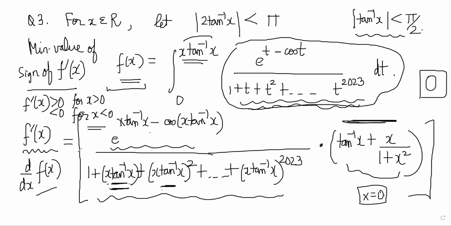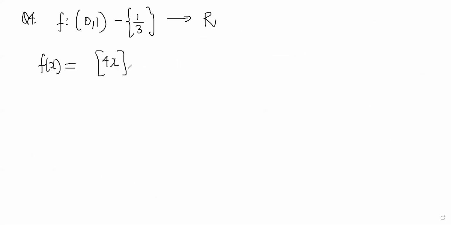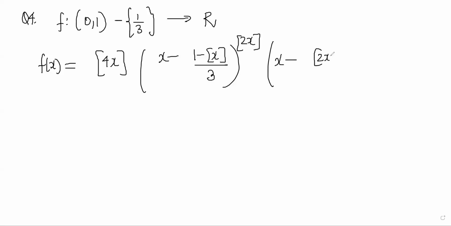One last problem that I will look at in today's session is this one. You have a function defined from 0 to 1 minus 1 by 3 to R, and the function is defined like this: f of x is equal to 4x GIF x minus 1 minus GIF of x by 3 whole to the power GIF of 2x, and x minus GIF of 2x plus 1 by 4 whole to the power 3 plus GIF of x. We have to figure out the continuity and differentiability of this function at all points of its domain.